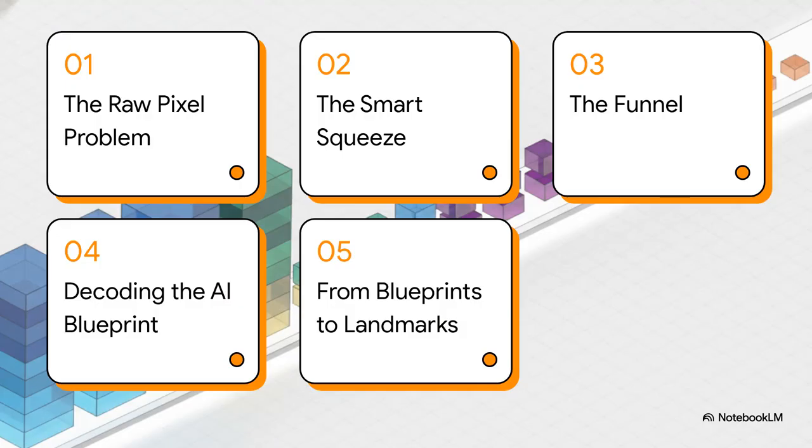Okay, so here's our game plan. We'll kick things off by looking at the massive data problem that images present to a computer. Then, we'll see the incredibly clever tricks engineers use to solve it, build out the full assembly line, and finally, we'll look at the actual blueprints for some of history's most famous AI models.